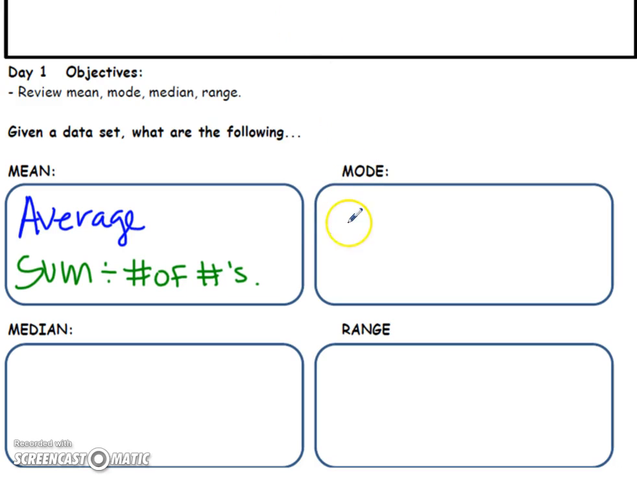The mode is the item in the set of data that occurs most often. Sometimes you can have more than one mode. For example, if two of the numbers came up the same amount of times, maybe they both showed up 3 times. You could also have no mode if all of the values only occurred once. The median of a set of data is, when you arrange them from smallest to largest, the value in the middle.